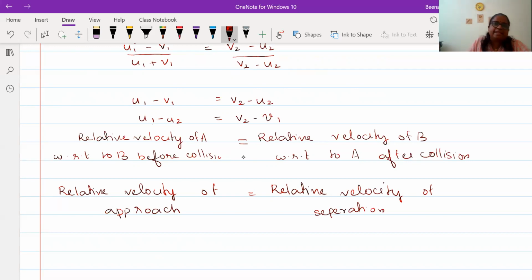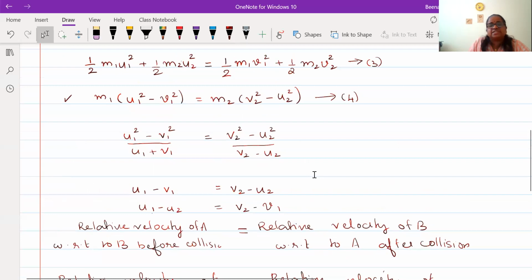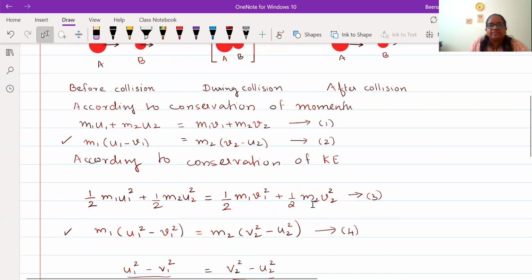Okay, now let that be there. Now we will try to solve the equation. As I told you, finally we want to get the value of V1 and V2. That's what we are trying for.